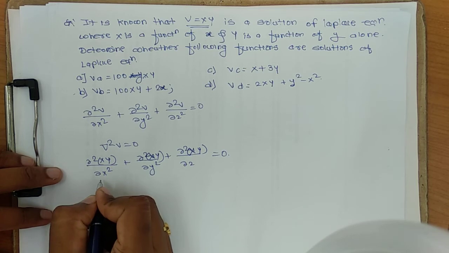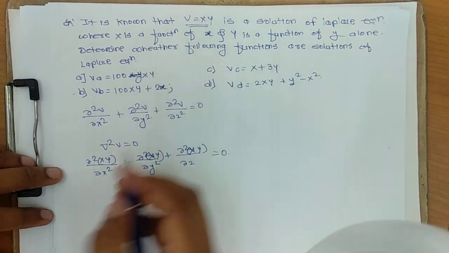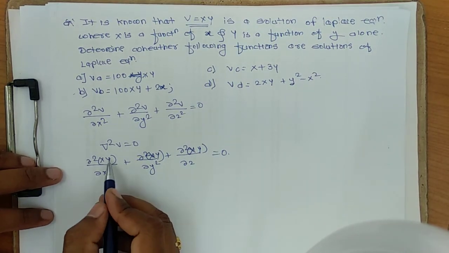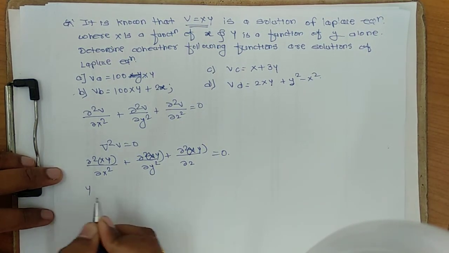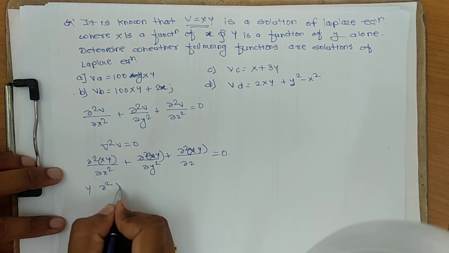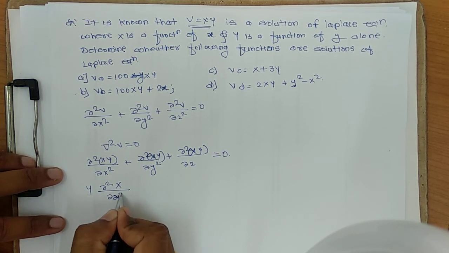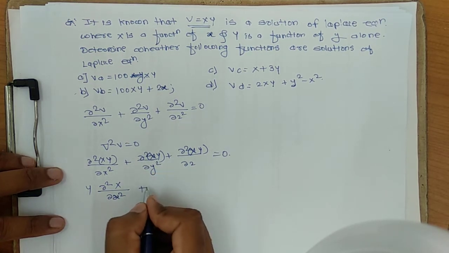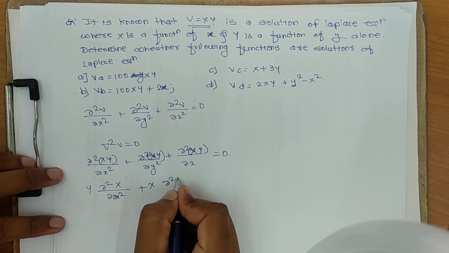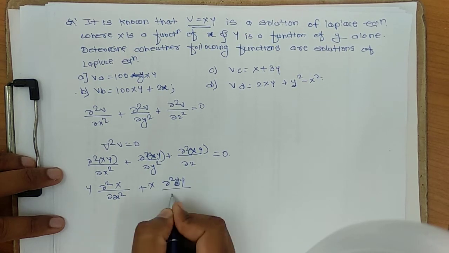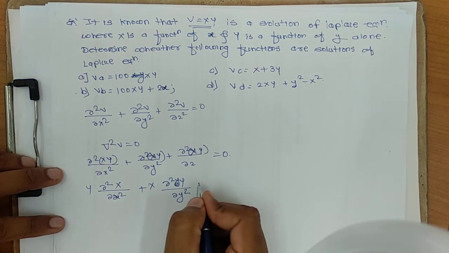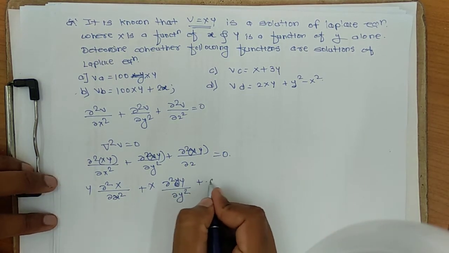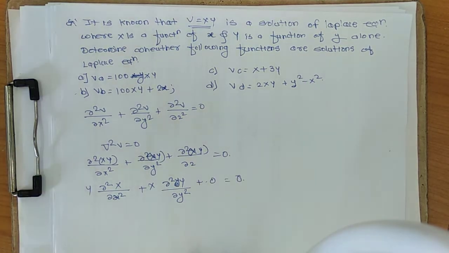Now X is a function of small x alone. They have said alone. X is a function of x, so Y is a constant, so I will remove that Y. ∂²X/∂x² plus, now Y is a function of y and X is a constant here, so I will remove X, and ∂²Y/∂y² plus, here there is no z function, so it is 0, equal to 0. So that we have calculated.